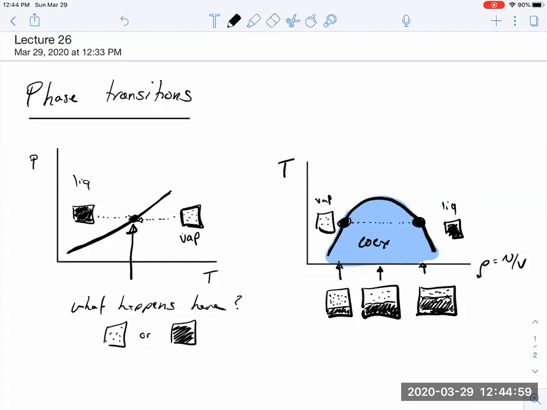A point which remains to be discussed in these phase diagrams is where this line ends. So you all know that in phase diagrams for typical substances, that liquid-vapor phase transition ends at a point. That point we've labeled before the critical point. What should we expect to see there? What does the system look like at that critical point?